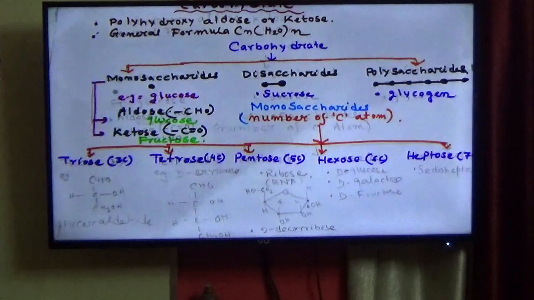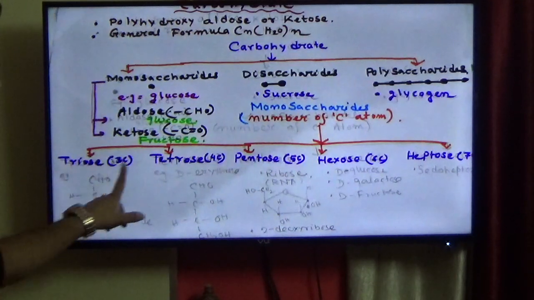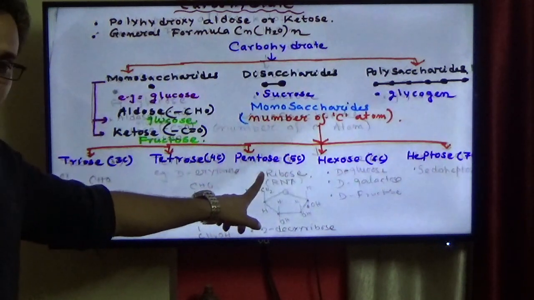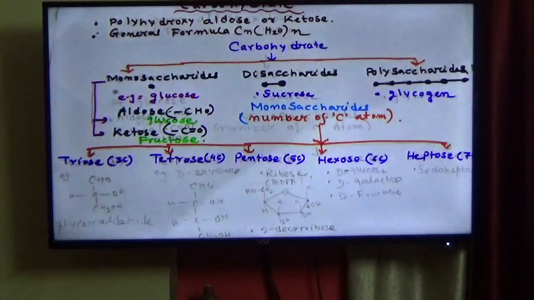So what is the meaning of that? Triose means 3 carbon atoms are present in their structure. Tetrose means 4 carbon atoms are present. Pentose means 5 carbon atoms. Hexose means 6 carbon atoms and heptose means 7 carbon atoms are present in their structure.